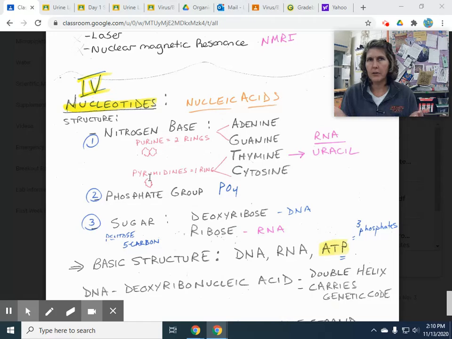It does everything that thymine does. So it still bonds with adenine with 2 hydrogen bonds. It's still a pyrimidine, meaning it's a single ring structure, just like thymine. It's just that we don't have thymine in RNA and we don't have uracil in DNA.